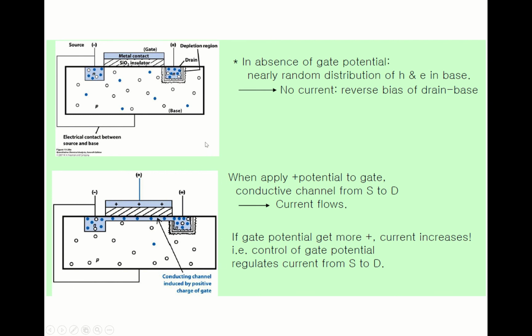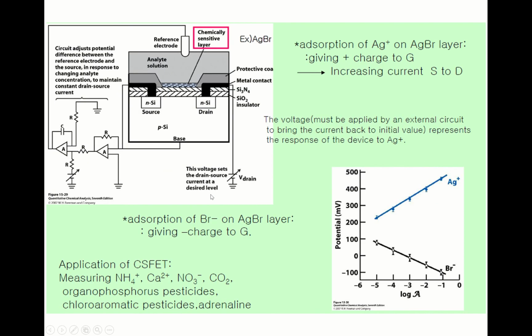Now electronically, by changing the potential to the gate, you can create or not create this channel, but that can also be done by ion adsorption here. You understand ion adsorption? Okay, let's look at this one. This is the same transistor, and here instead of using a metal contact, you put a chemically sensitive layer, and then here is your analyte solution.